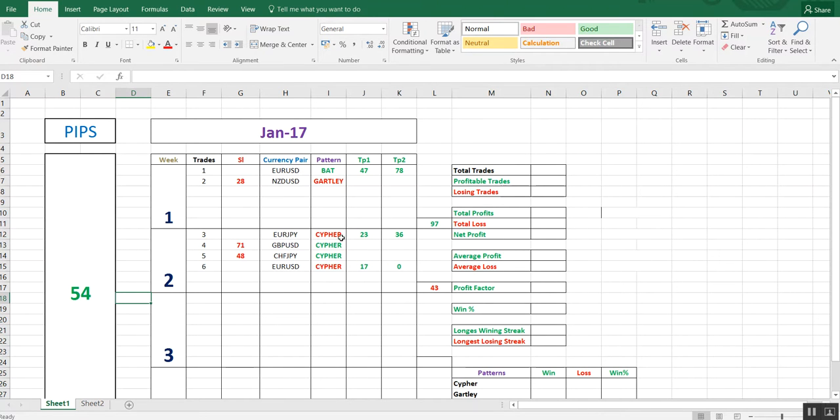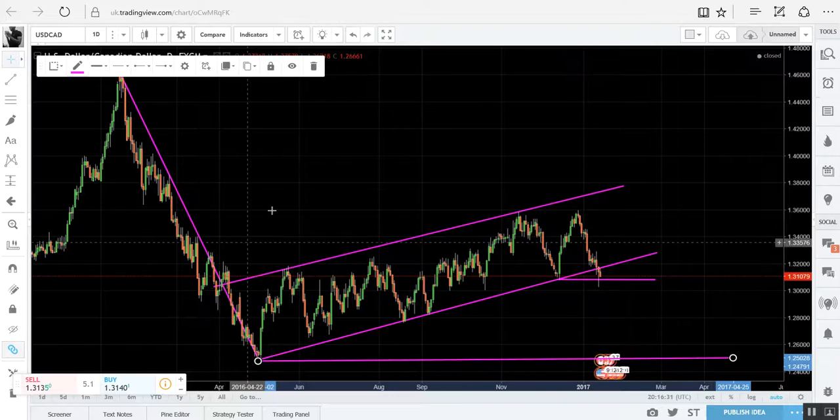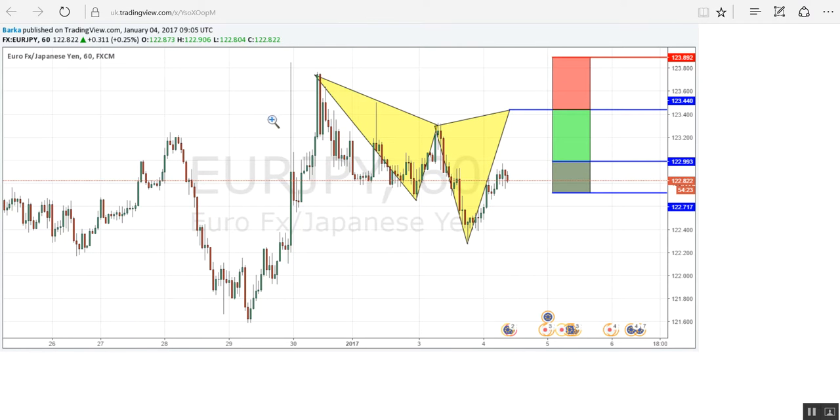But we had one decent winner, euro yen, and this was actually a trade that I posted on TradingView. For those of you that are not following me on TradingView, you probably missed out on that one. And on this one we had a 1 target winner. So anyway, let me start off with the first one, the euro against the yen, the bearish cipher that we had.